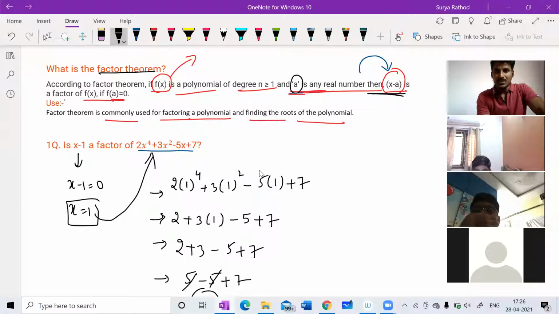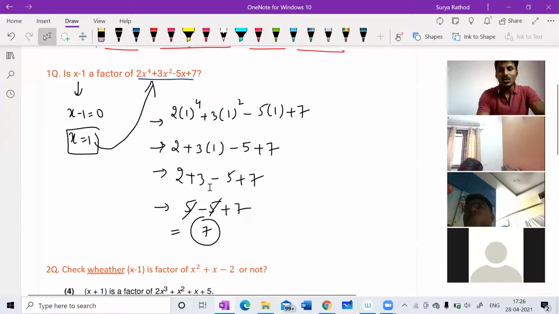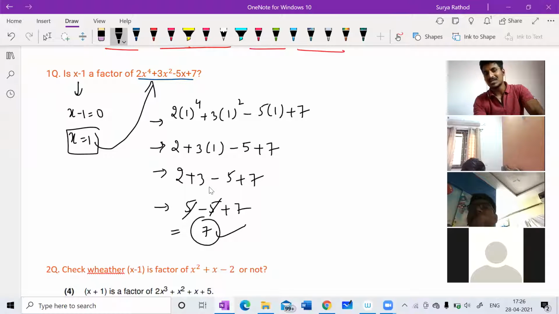X minus a is a factor of f of x, I told. Then if f of a is equal to 0, only then can I say that x minus 1 is a factor of that. So look at this here. It is not equating. We are not getting equal to 0. Now I cannot say that x minus 1 is a factor of that particular polynomial.